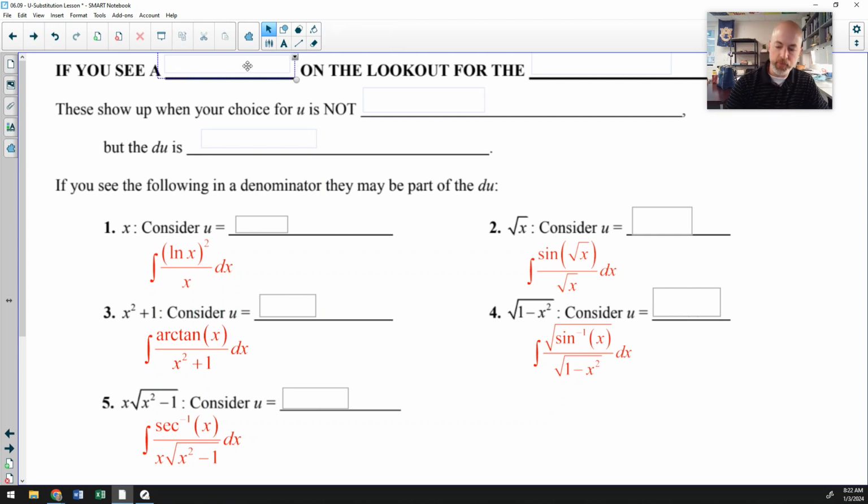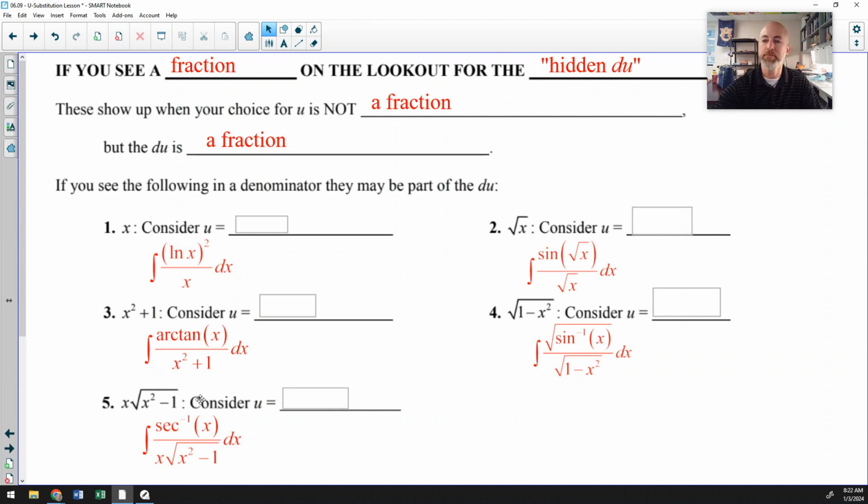It shows up when your integrand contains a fraction. And in that case, be on the lookout for what I am dubbing the hidden du. A hidden du is when your choice for u is not a fraction. So you're choosing something for u that isn't a fraction, but the derivative of that u is a fraction. And so I have right here 5 examples of things that can create a hidden du situation.